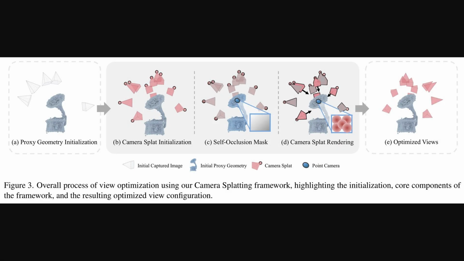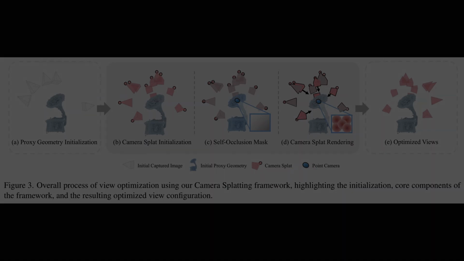Okay, the previous figure emphasized why sampling should hug the surface and densify where appearance changes with direction. Figure 3 presents the end-to-end pipeline. Proxy geometry appears first, then camera splats initialize around it. Self-occlusion masks prune blocked directions, and camera splat rendering lets point cameras provide feedback. The final panel shows optimized views that align coverage with view dependency, so cameras cluster where reflections demand more angles. The arrows imply gradients that adjust positions, orientations, and field of view together.